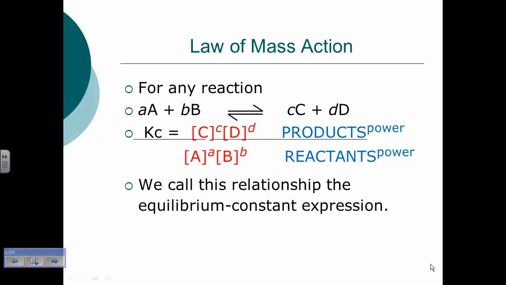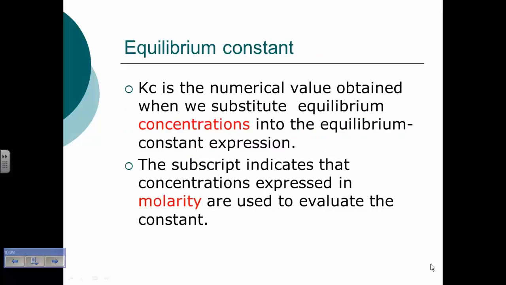Products over reactants. If I say it enough, hopefully it sticks. Kc is a number. That's it. There's no units to it. It's a number. Kc is a numerical value obtained when we substitute the equilibrium concentrations into the equilibrium constant expression. Plunking in numbers for the values, products over reactants, gets us a number, and that number is called the equilibrium constant. The subscript C does not stand for constant. It stands for molarity units.